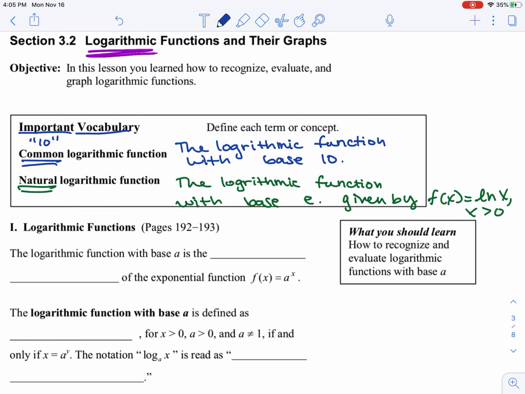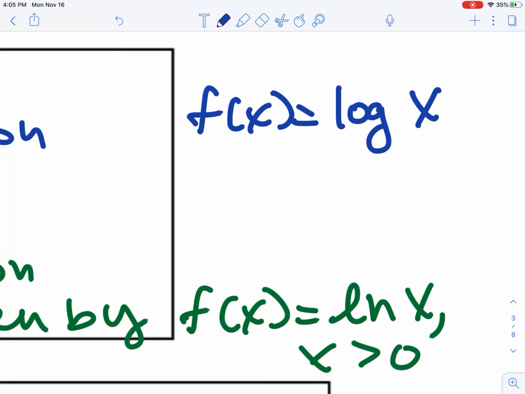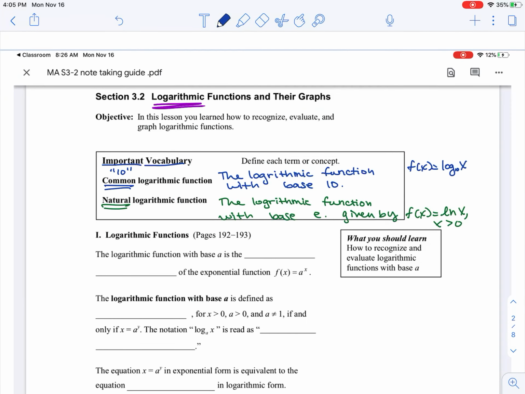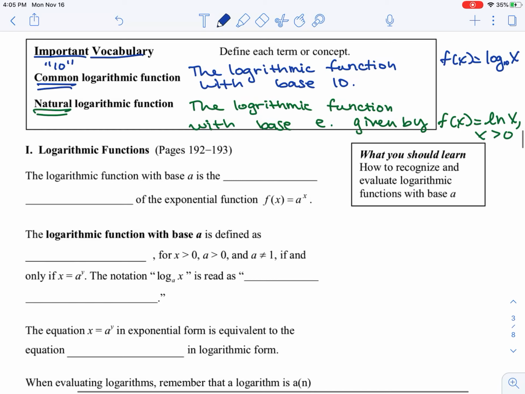And the logarithmic function looks like this: f of x equals log base x. Meaning log, when there's nothing there for the base, it's assumed to be base 10. Okay, that's your common log. If you don't see a base, it's assumed that it's a common log.